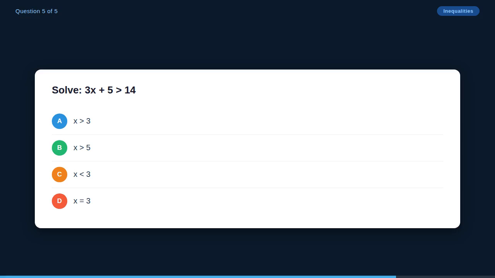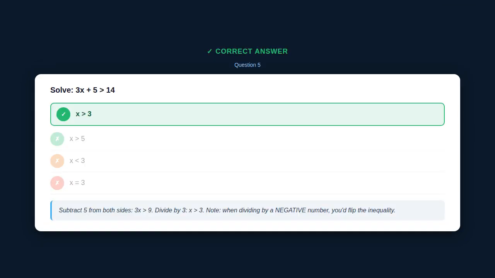Question 5 of 5. Solve 3x plus 5 greater than 14. Option A, x greater than 3. Option B, x greater than 5. Option C, x less than 3. Option D, x equals 3.